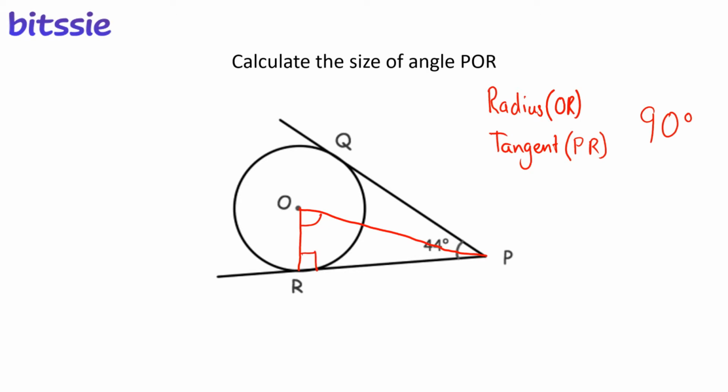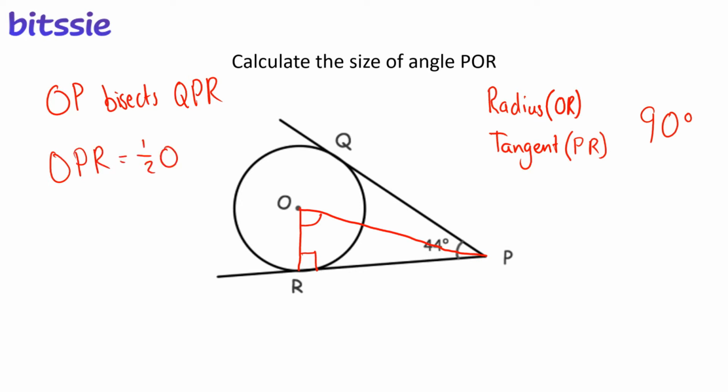We also know that the line OP bisects the angle QPR, which means that the angle OPR is equal to half of the angle QPR. And if QPR is 44 degrees, we can say that OPR is 22 degrees. So let's write that in.